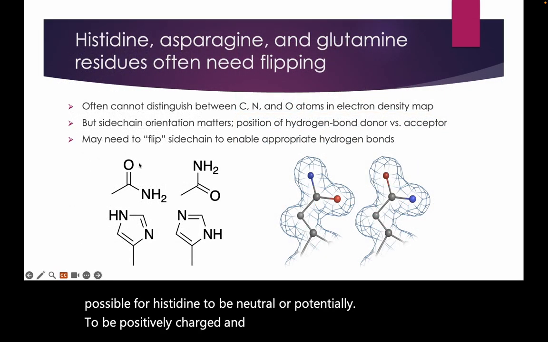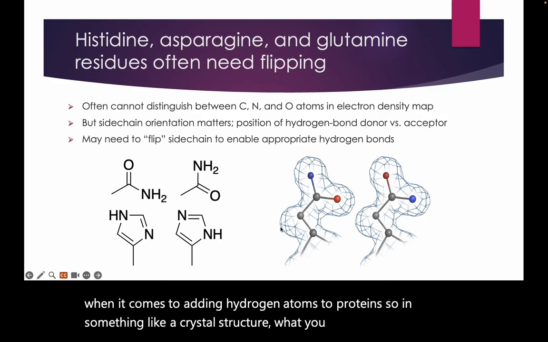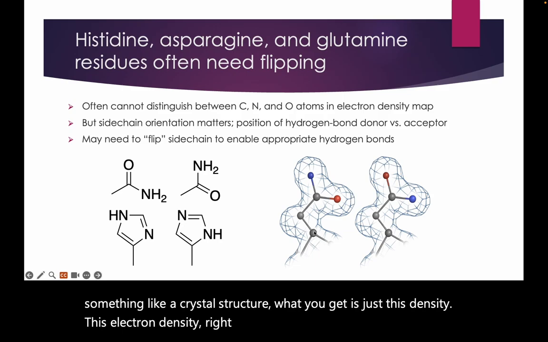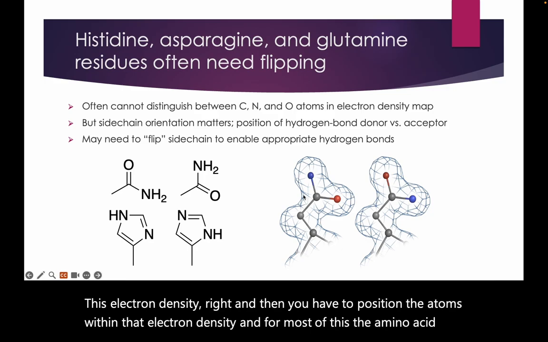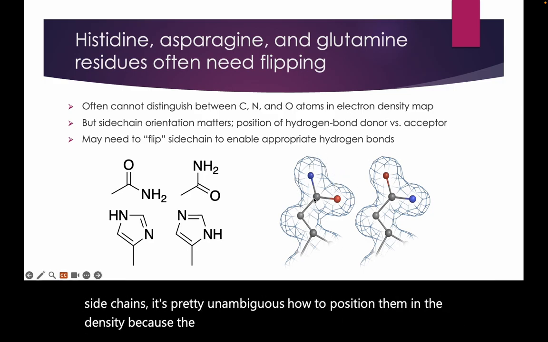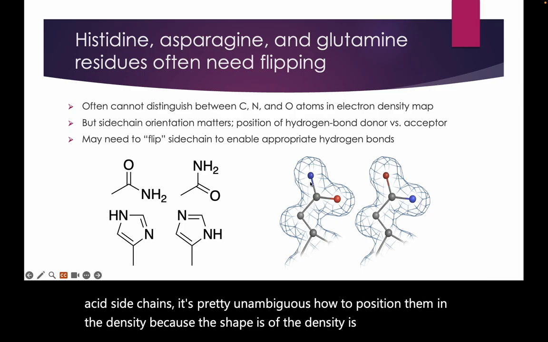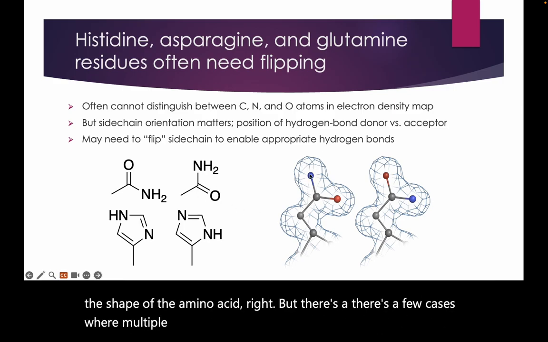And there's another complication too when it comes to adding hydrogen atoms to proteins. So in something like a crystal structure, what you get is just this density, this electron density, right? And then you have to position the atoms within that electron density. And for most of this, the amino acid side chains, it's pretty unambiguous how to position them in the density because the shape of the density is unique and it matches the shape of the amino acid, right? But there's a few cases where multiple different shapes match equally well.